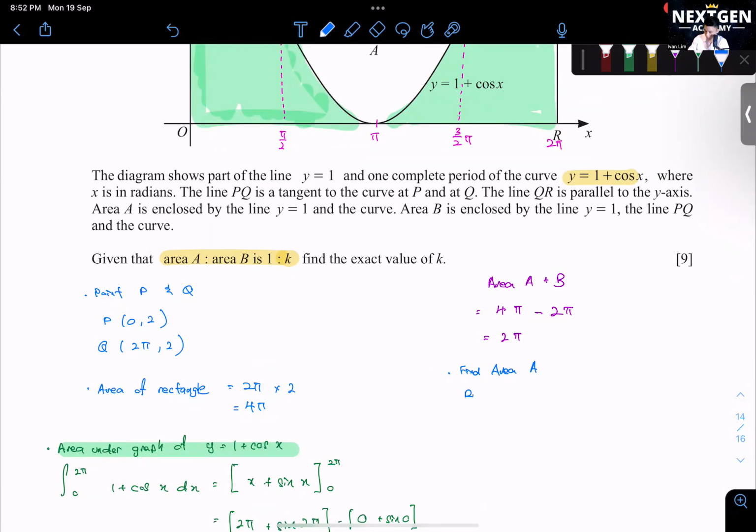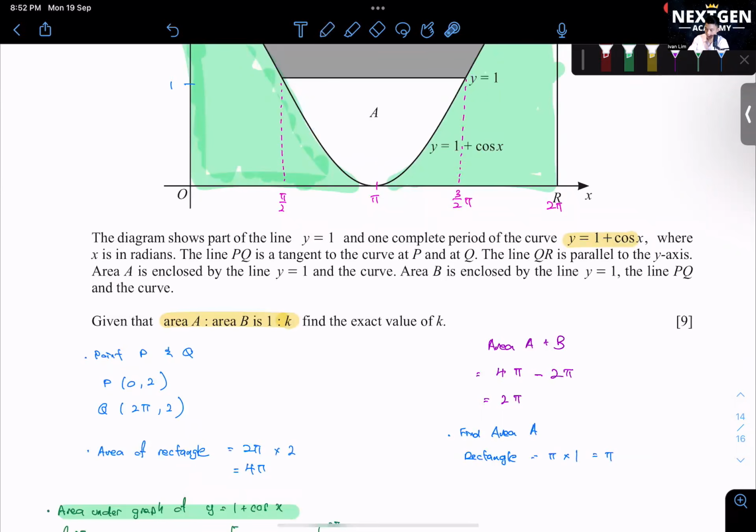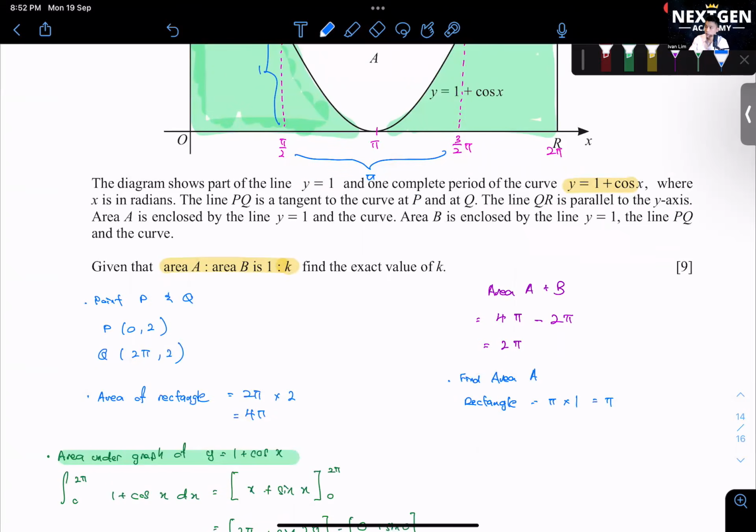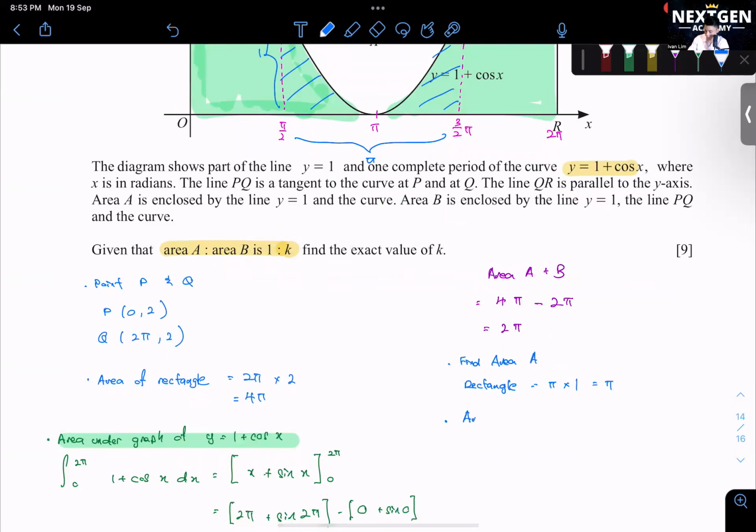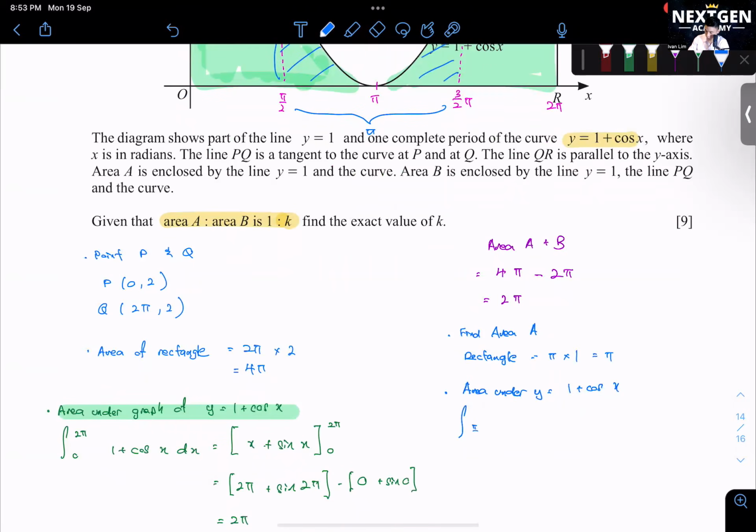Okay, so the rectangle shape will be equal to pi times 1, which is pi. Here is pi, then my height is 1. Therefore, I just take pi times 1. Then the area under the graph, which is this part here, area under y equals 1 plus cos x. I integrate from pi over 2 to 3 pi over 2.